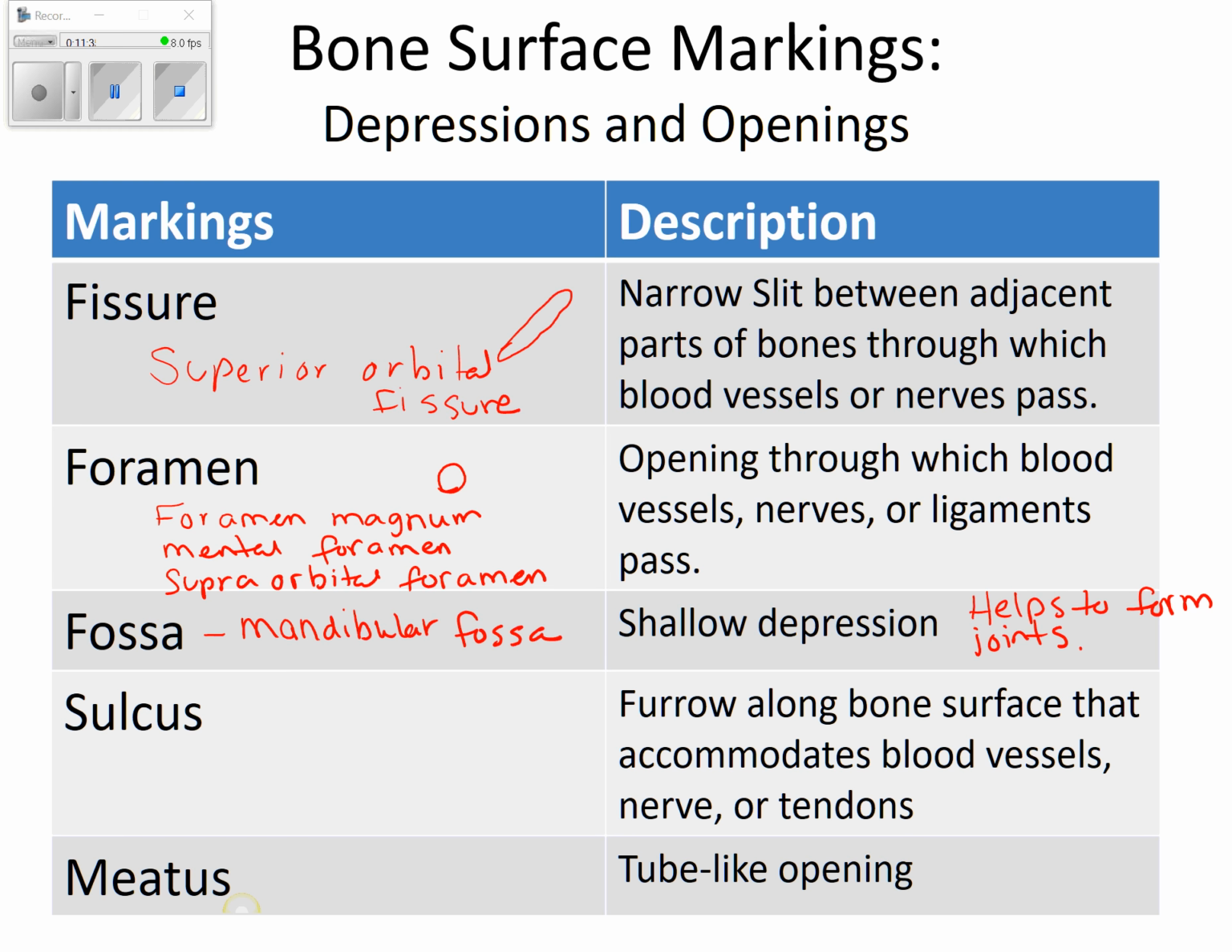The sulcus is a furrow along a bone surface that accommodates blood vessels, nerves, or tendons. An example of this that we're going to talk about is the intertubercular sulcus of the humerus.